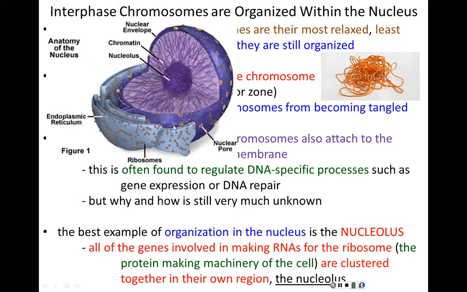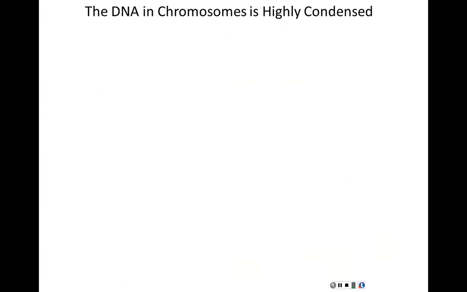for these protein-making machines. Why the nucleolus exists, why these genes have to be segregated from the rest of the chromosomes, is still not known. The nucleolus was described, I think, in the late 1800s, and we still don't really understand why it needs to exist. We simply understand how it exists, but not the why.